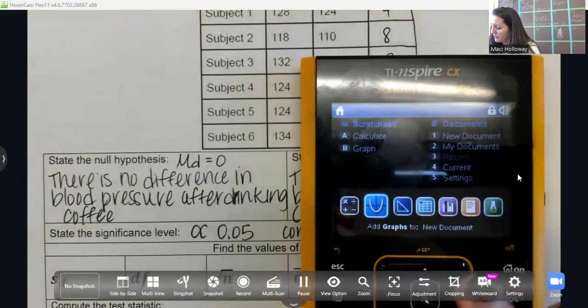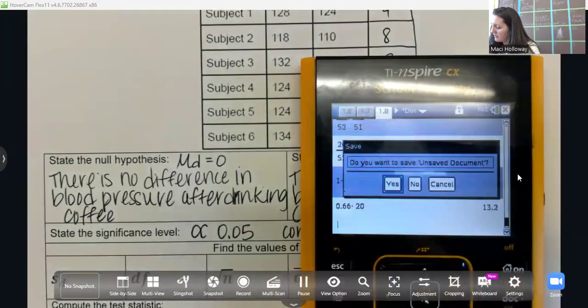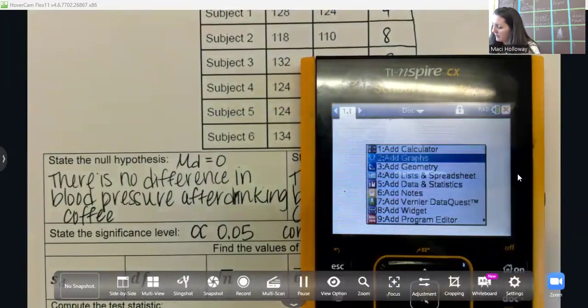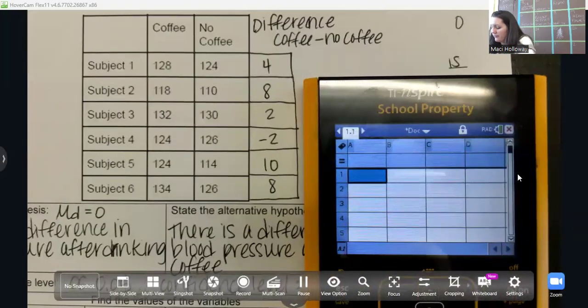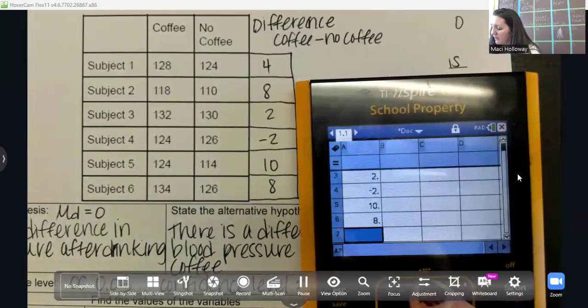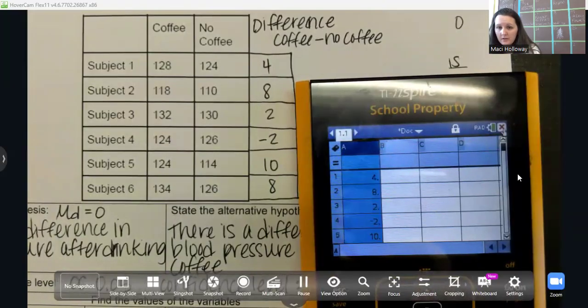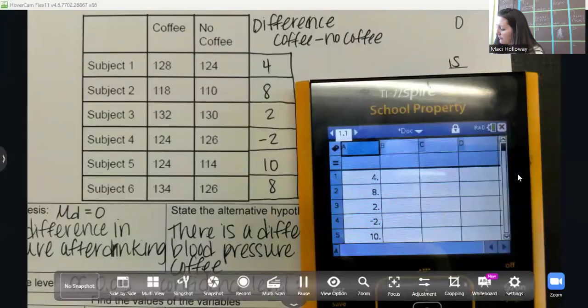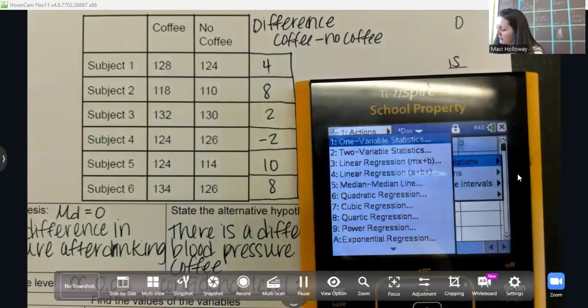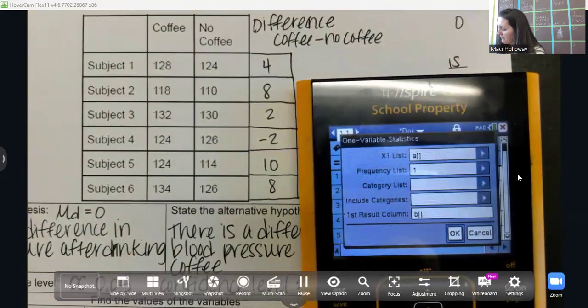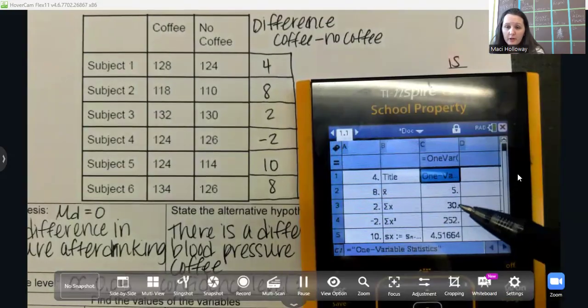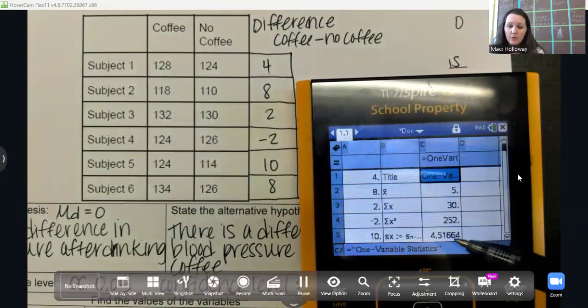So I'm going to go down to my new document. And I'm going to add lists and spreadsheets, and I'm going to plug in my values. All right, I have 6 values. That's good. All right, so here we have our one variable stats. Our X bar or our mean is 5, and then our standard deviation is 4.52.